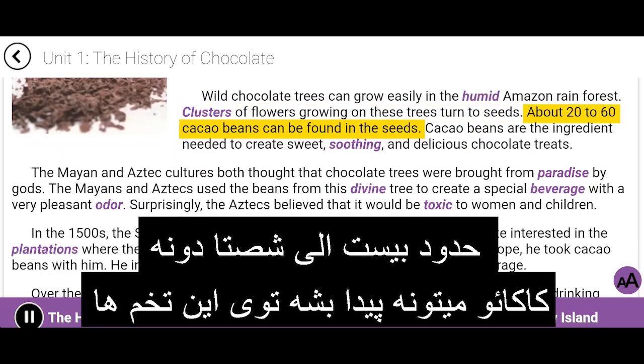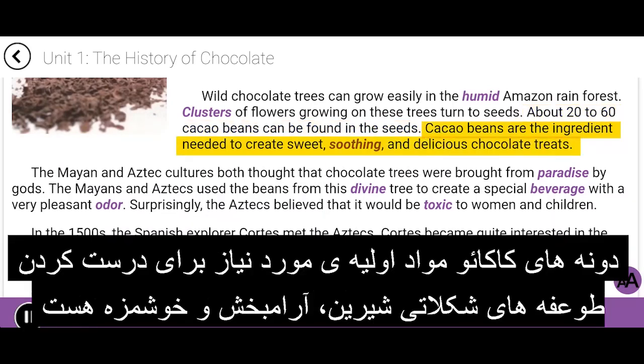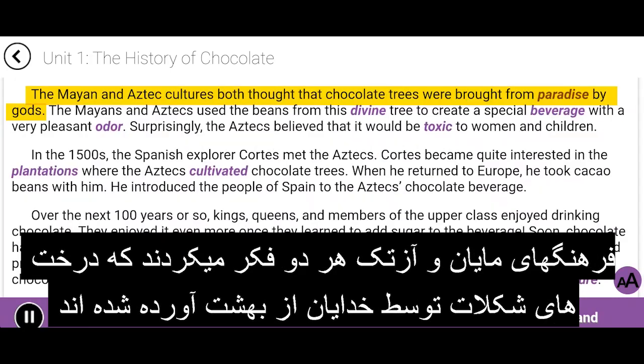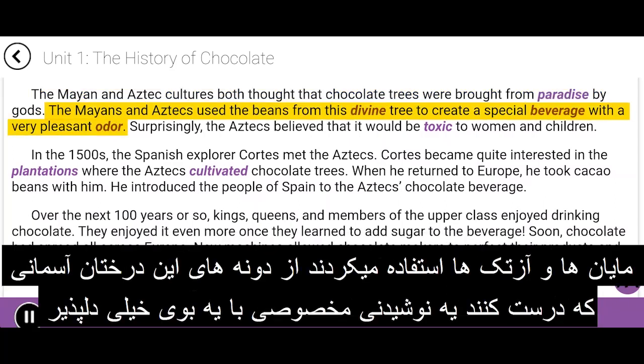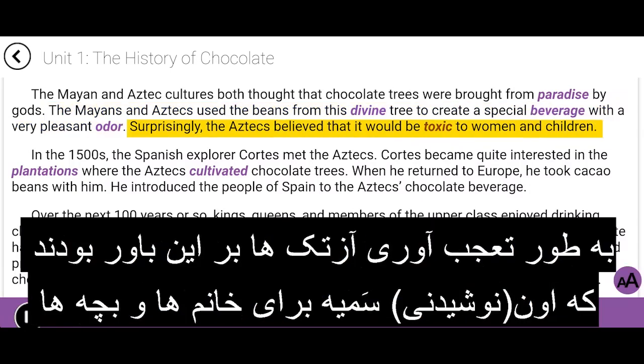About 20 to 60 cacao beans can be found in the seeds. Cacao beans are the ingredient needed to create sweet, soothing, and delicious chocolate treats. The Mayan and Aztec cultures both thought that chocolate trees were brought from paradise by gods. The Mayans and Aztecs used the beans from this divine tree to create a special beverage with a very pleasant odor. Surprisingly, the Aztecs believed that it would be toxic to women and children.